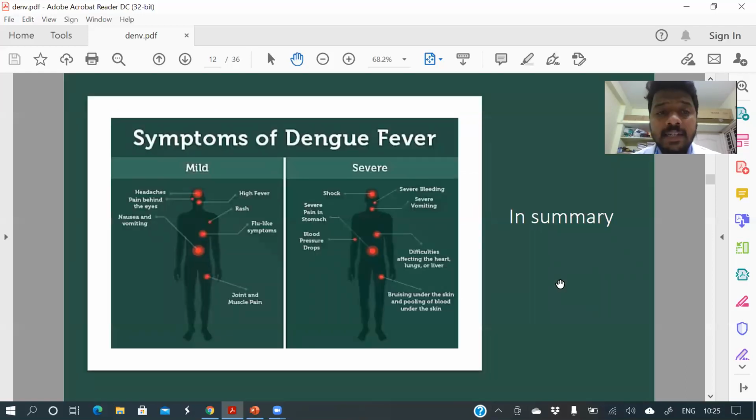So, in summary, mild dengue fever can manifest as headache, pain behind the eyes, high fever, rash, nausea, vomiting, flu-like symptoms, and joint and muscular pain. This symptom complex is very difficult to differentiate from other viral illnesses. But with severe manifestations like shock, severe bleeding, severe vomiting, severe pain in the stomach, blood pressure drops, difficulties affecting the heart, lungs and liver, bruising under the skin, and pooling of blood under the skin, we can think of dengue manifesting with severe manifestations.